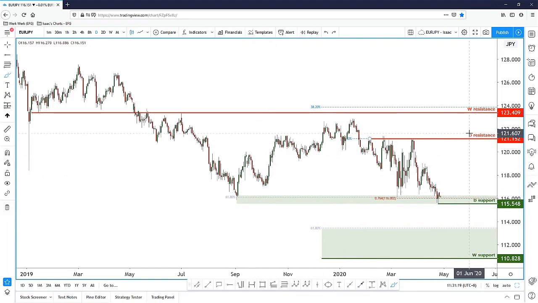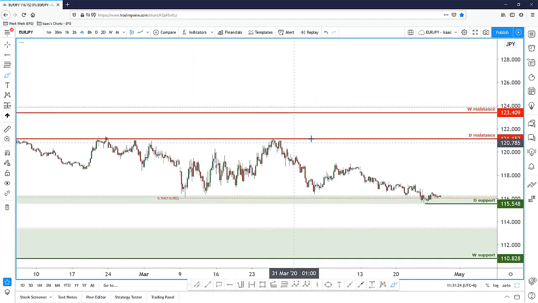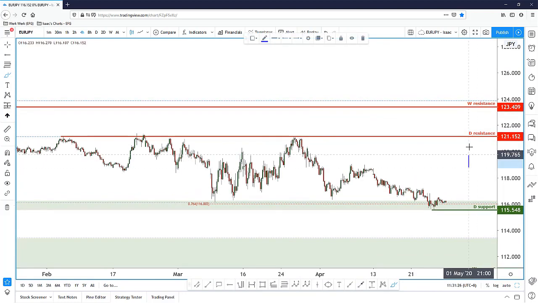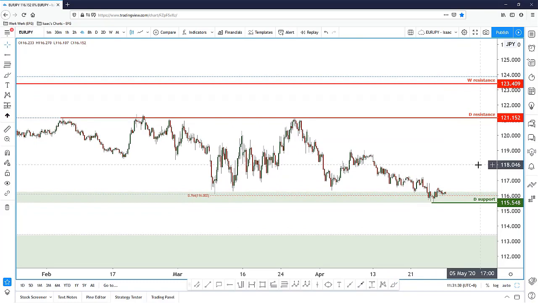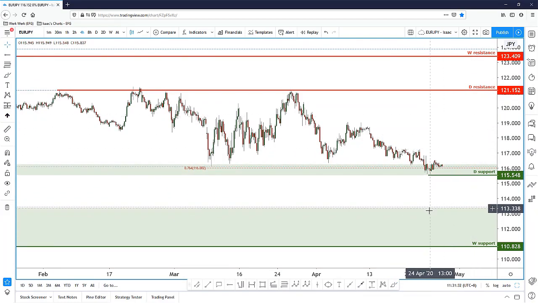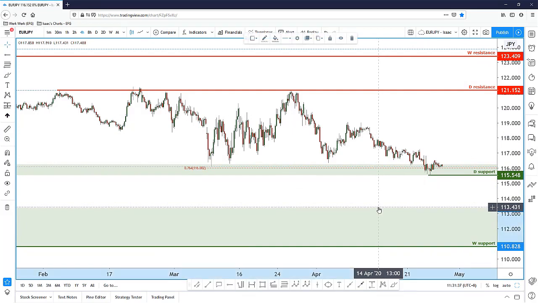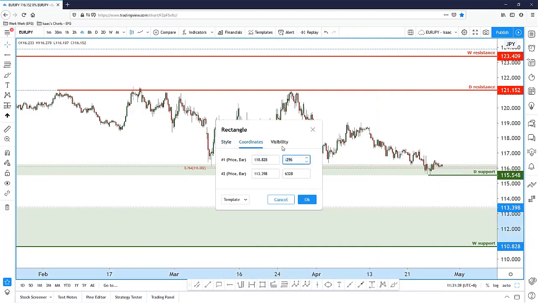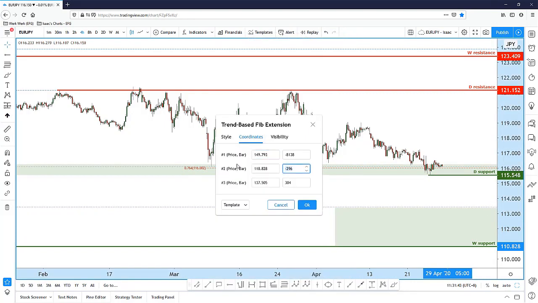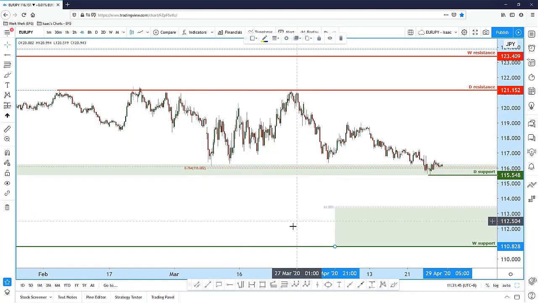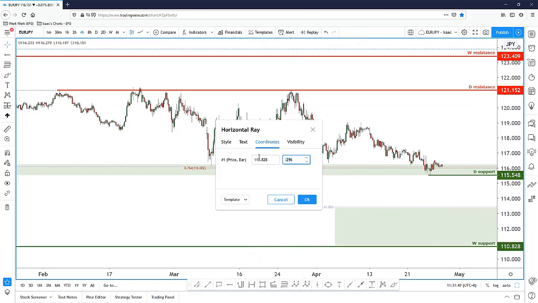Okay, so now that we have our daily support, daily resistance, weekly support, weekly resistance, let's go down to the 4-hour to fine tune it. I am just going to adjust this one more time. Okay, now we are on the 4 hours.